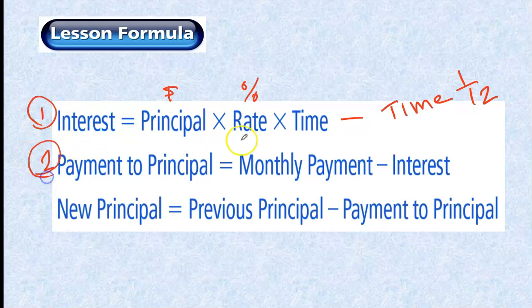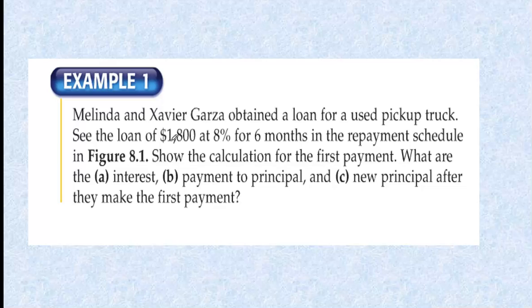You're going to find the payment to principal, step 2. And 3, the new principal, the previous principal subtract. So how much you still owe, how much you got to pay towards your loan, and this figures out your interest. So let's look at the example.